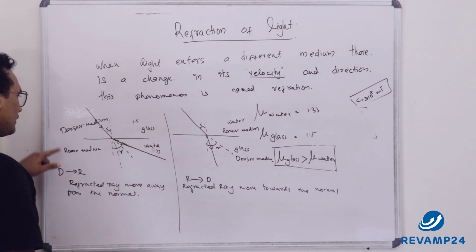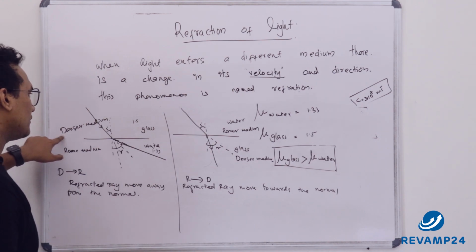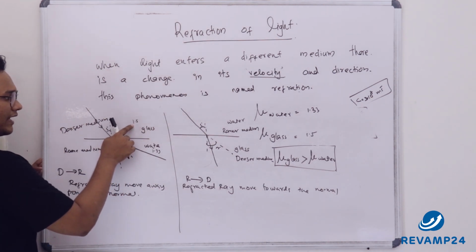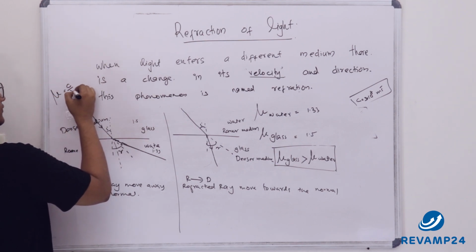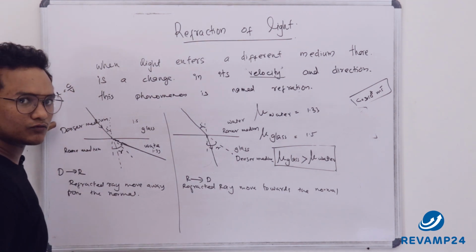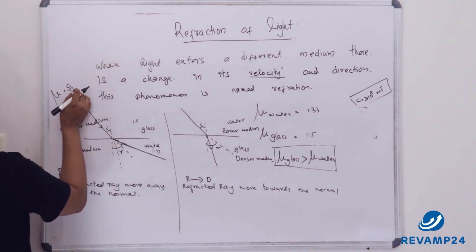Next thing, the denser medium 1.5 has a higher refractive index. Now we know refractive index is equal to C by V. Now how would the refractive index be higher? If the velocity is lower.